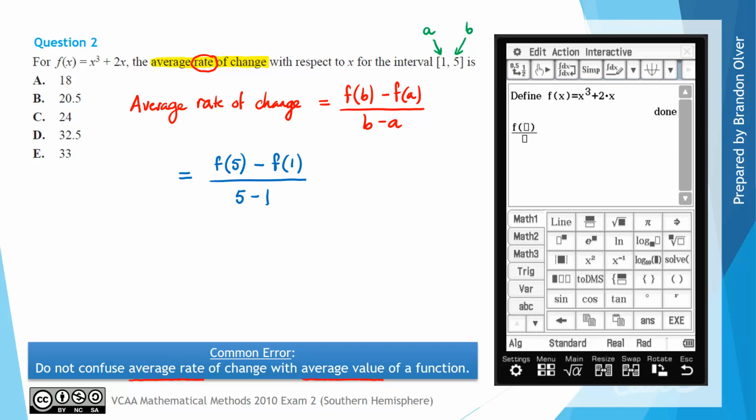So we need f of 5, and then we subtract from that f of 1, and that's divided by 5 subtract 1. Hitting execute, we get that the value is 33. From the calculator, we found that the value is equal to 33. So that means that E is the correct option for this question.